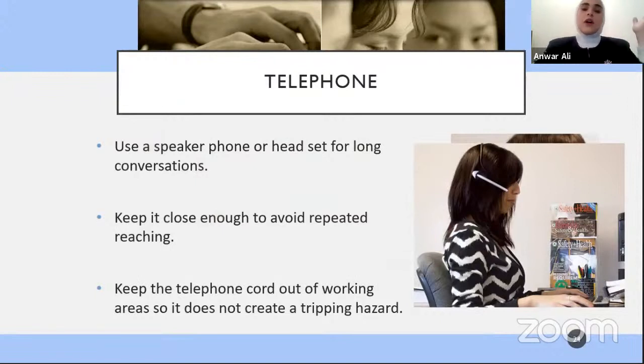Okay, most workstations depend on either typing or other tasks like telephone calls. So if you're one of those who use the telephone a lot and regularly, use a speakerphone or headset for long conversations and keep it close to avoid repeated reaching, as I said, in the primary work zone. And keep the telephone cord out of the working area so it does not create a tripping hazard and lead to an accident, which is one of the ergonomic hazards.